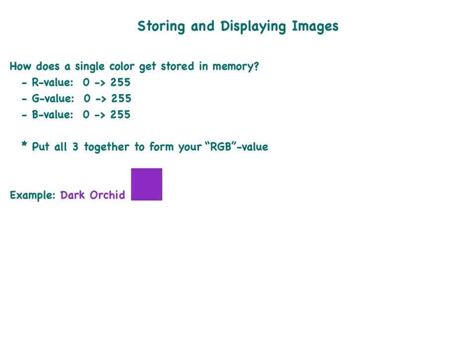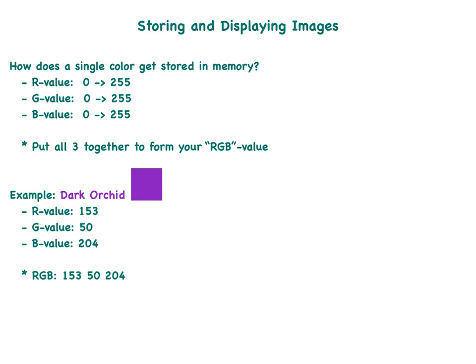Here's an example. The color dark orchid, which is a special shade of purple. For this color, the R value is 153. The G value is 50, and the B value is 204. Put these three numbers together, and you have your RGB value for dark orchid.